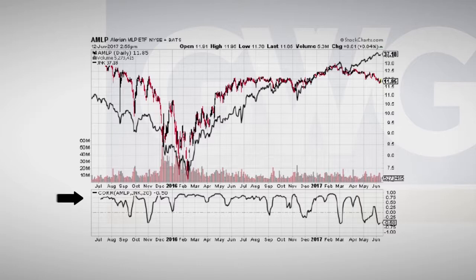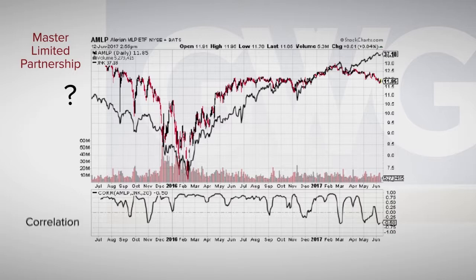The red line is, in this case, the master limited partnership index, which is an index of traded stocks in the master limited partnership field, which is typically oil and gas. The black line is a mystery graph, so you have to guess what you think that might be. And the bottom section of the chart simply measures the correlation over the past 2 years. If it's above the middle line on that graph, it's correlated. If it's below, it's not.